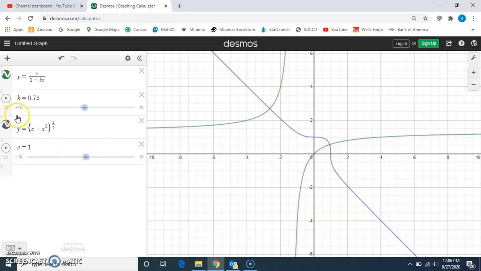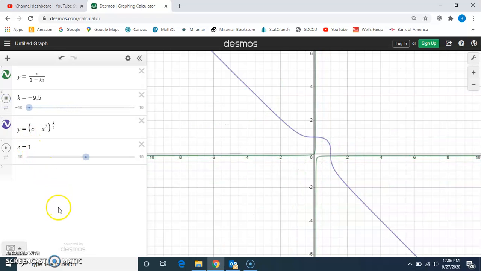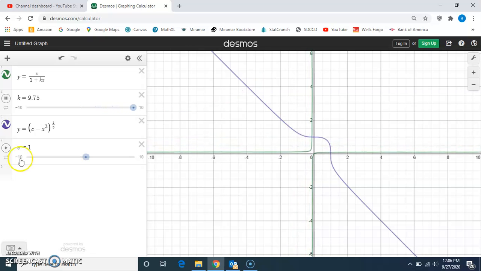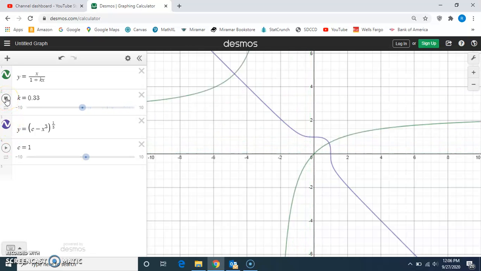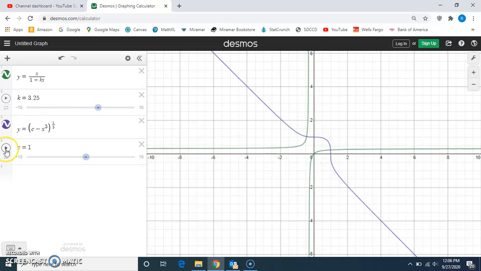Pretty cool. So what happens if we let the k just play at this point? Wherever it crosses, it's going to be a right angle. Even as it goes through all these different values of k, every time it crosses our orthogonal trajectory, it's always perpendicular. Now, what if we let the c run? It's going to be the same thing. It's always perpendicular for every value of c where it crosses.